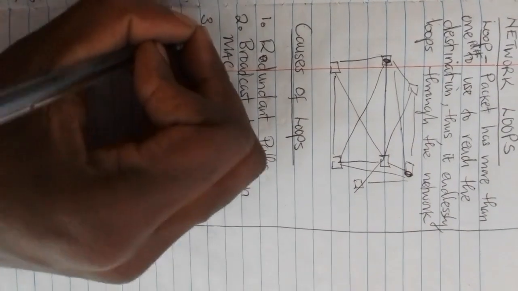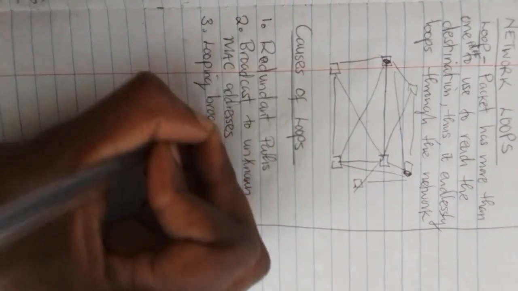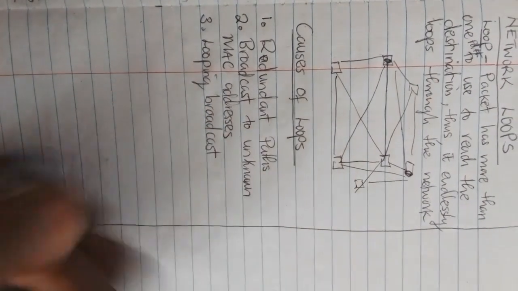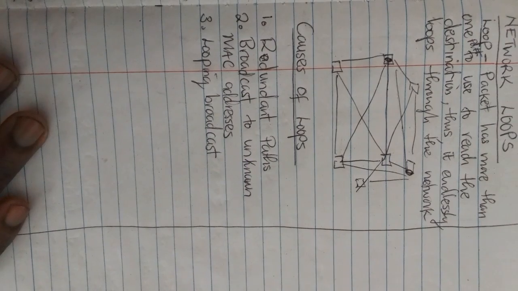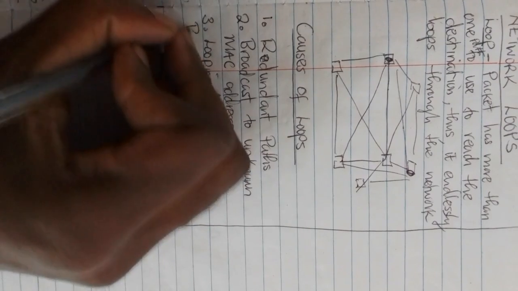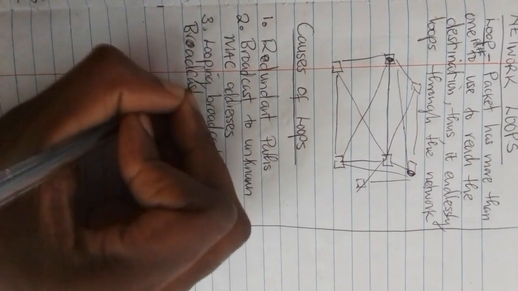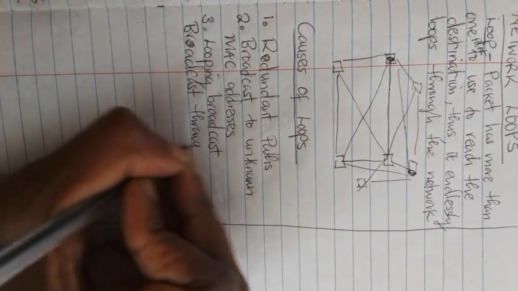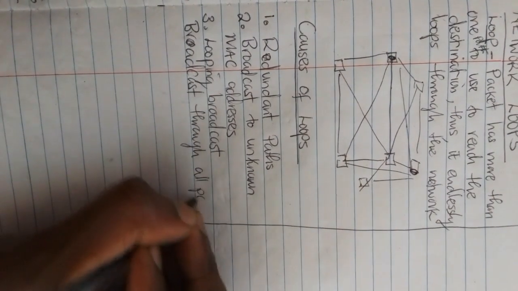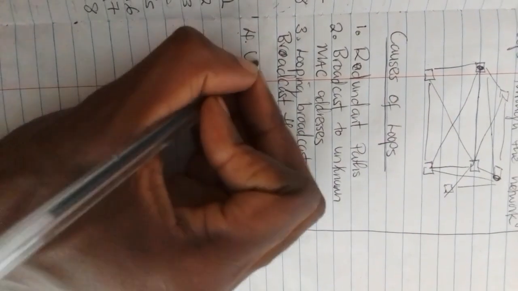The third one is what they call a looping broadcast. So what does a looping broadcast do? With a looping broadcast, you broadcast packets through all alternative paths. When you broadcast the information to go through all paths, you're most likely to end up having a loop.